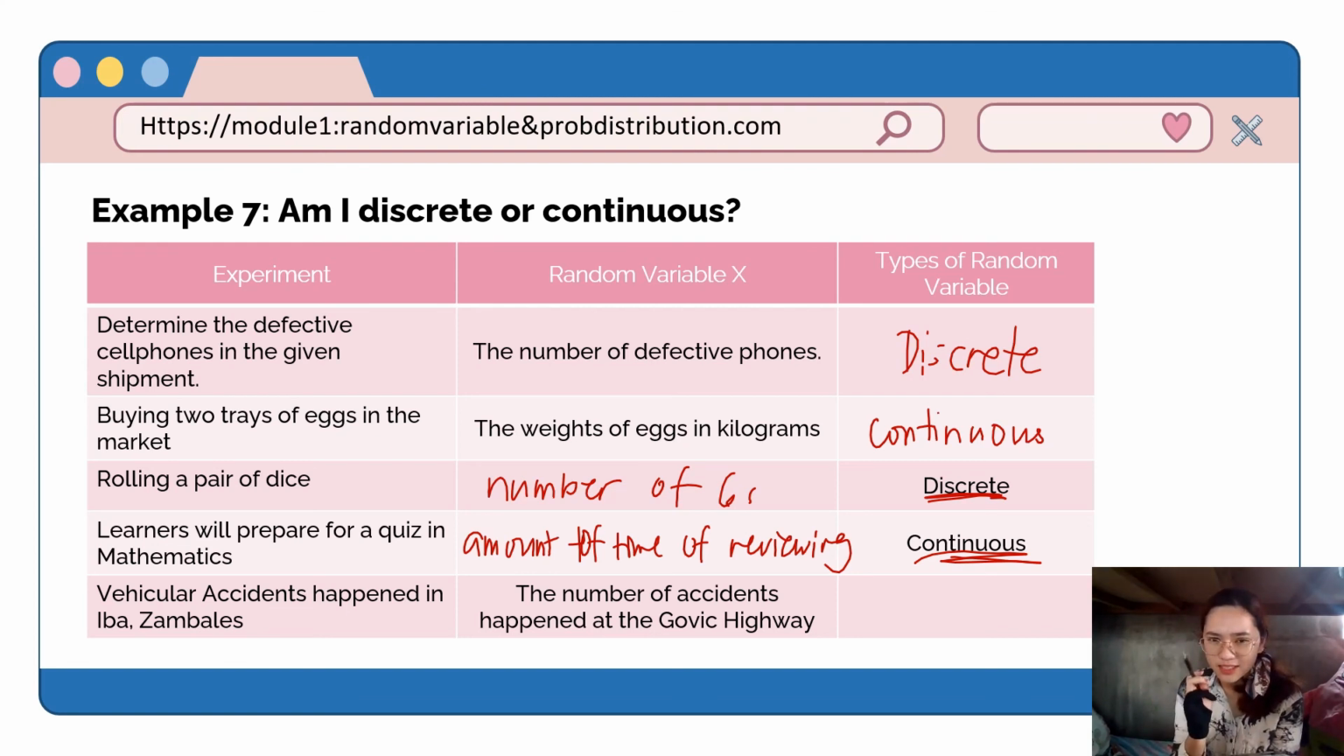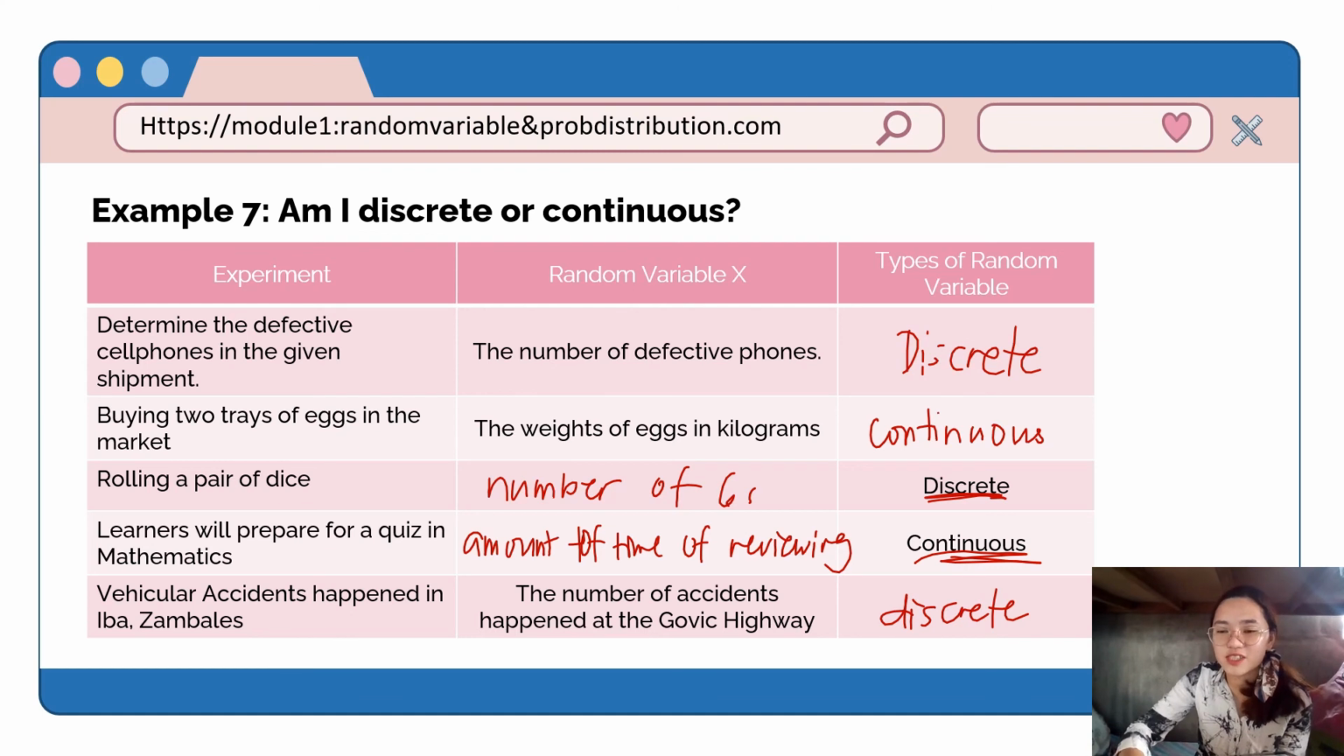Next, vehicular accident happened in Iba Zambales. Let's say, 2020. So, ang ating random variable ay the number of accidents happened at the highway. 2020, mostly lockdown yan. Pero, of course, though ibang taon yan, mabibilang po natin yung number of accidents. So, that is discrete. So, lagi lang natin tatandaan na discrete random variable ay countable or nagbibilang, while yung continuous natin ay yung mga na-measure ang data.